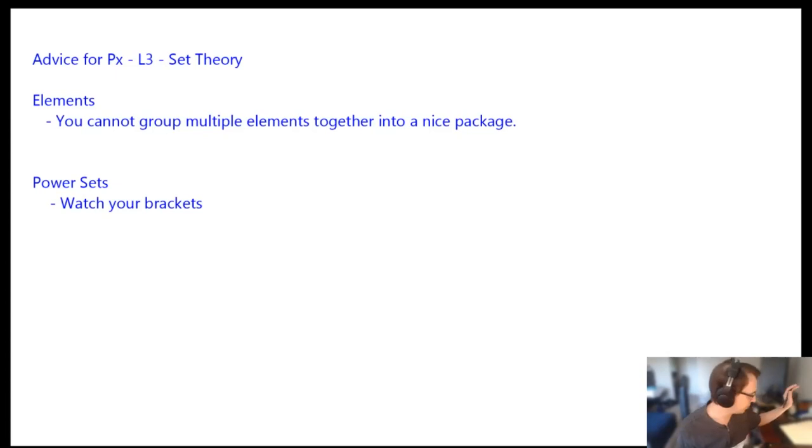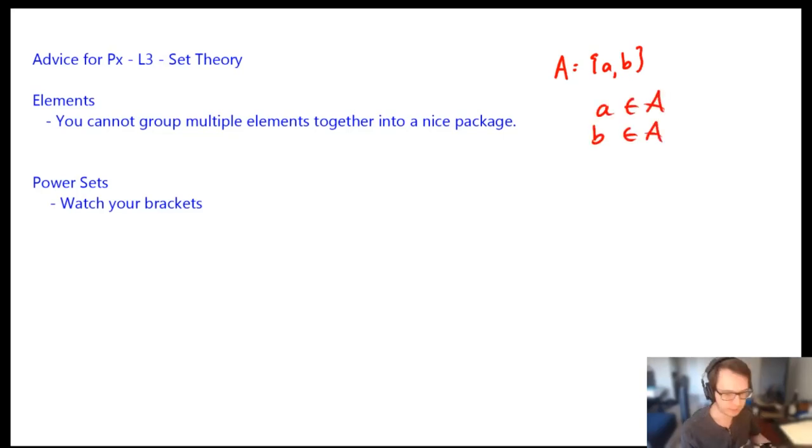For elements, we cannot just group multiple elements together in a nice package. So for instance, if we have a set A that just has, say, A and B together, we can say that A is an element of A and B is an element of A, but we cannot just say that this set A and B is an element of A. We can't just group those together nicely. Because if we say that the set containing A, B is an element of A, we're saying that that particular object, the set containing A, B, is in the set A. So there's no real trick to packaging them up nicely, just so you're aware.